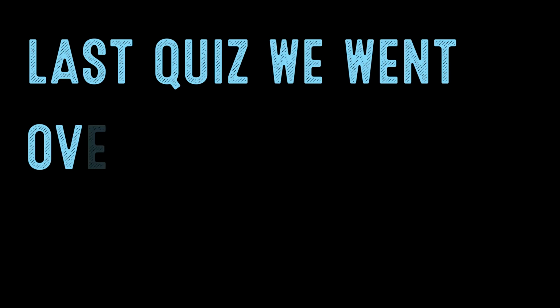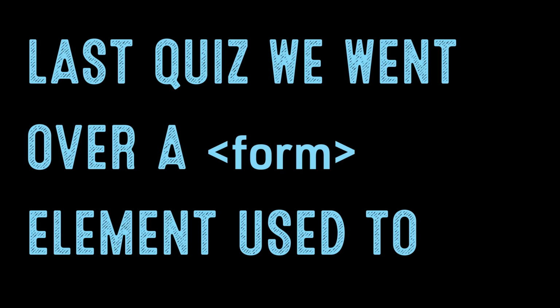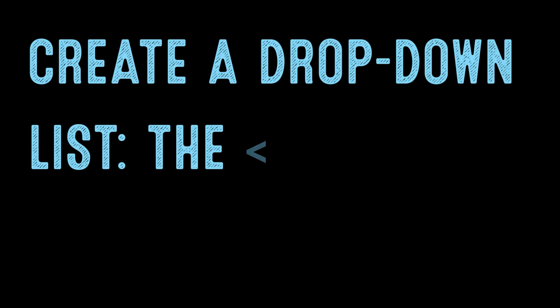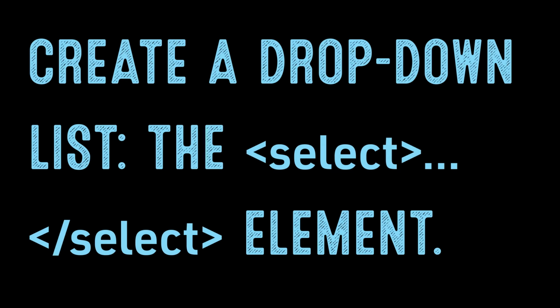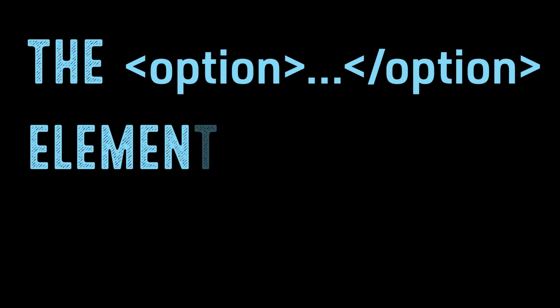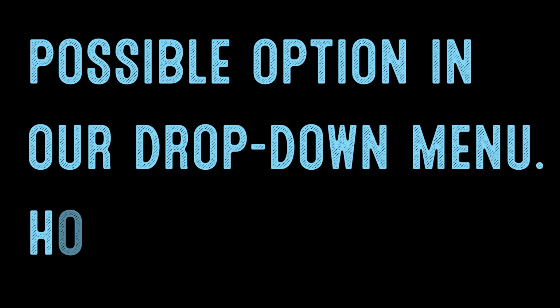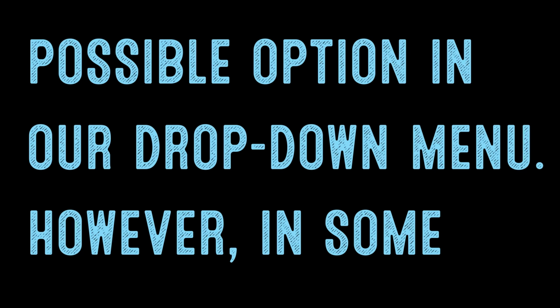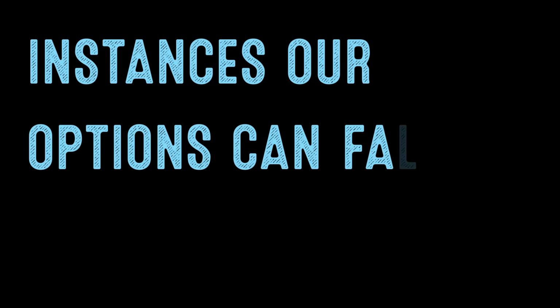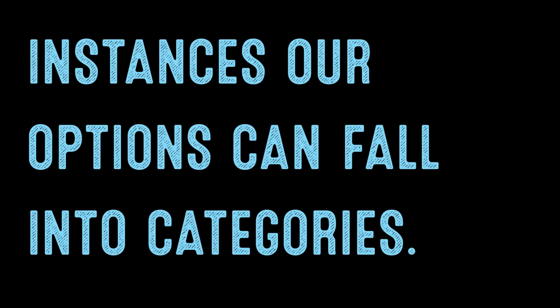The weekly code quiz. Last quiz, we went over a form element used to create a drop-down list, the select element. The option element is used to describe each possible option in our drop-down menu. However, in some instances, our options can fall into categories. What element would you use to combine related options under a group together?